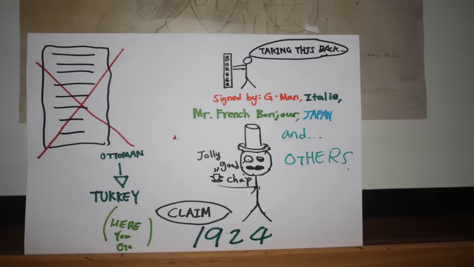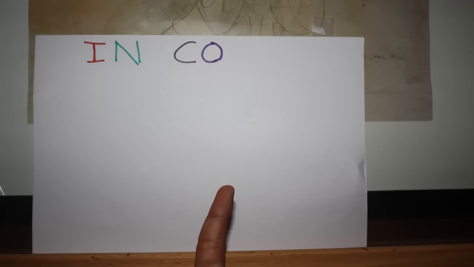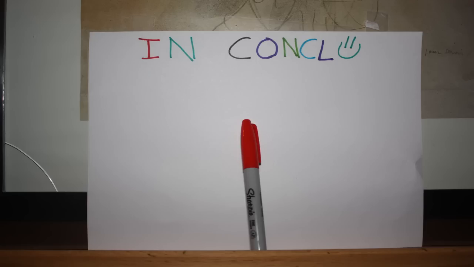The instrument of ratification is basically a validation of a document such as the Treaty of Lausanne, and it validates it by putting a formal assentation or signature on a document. Huzzah!